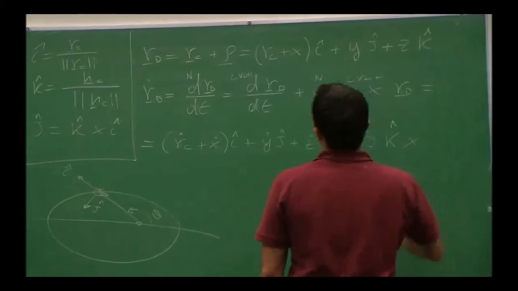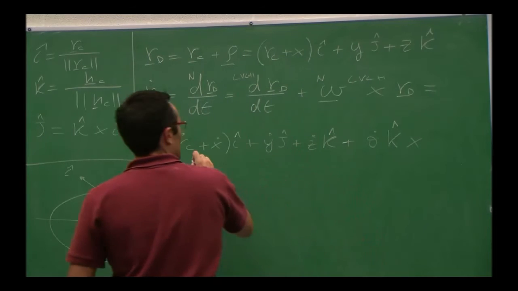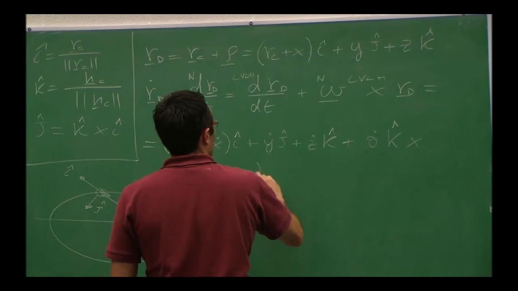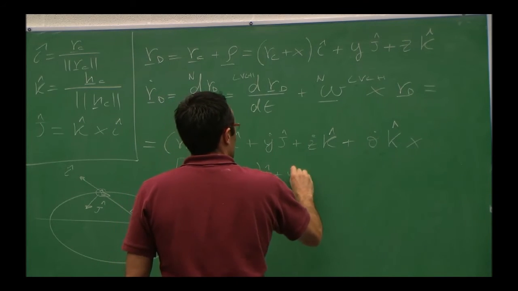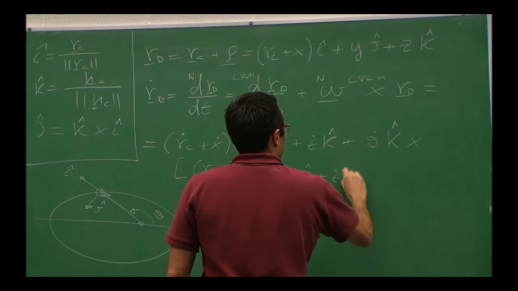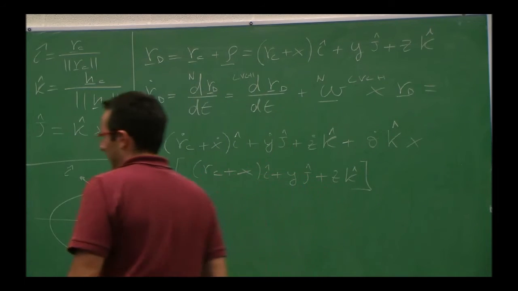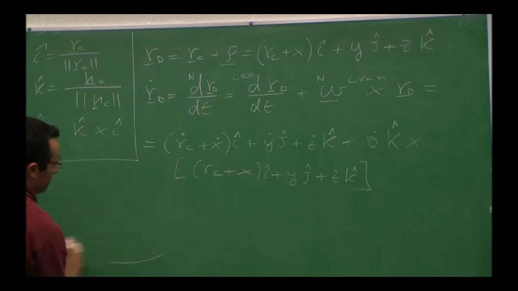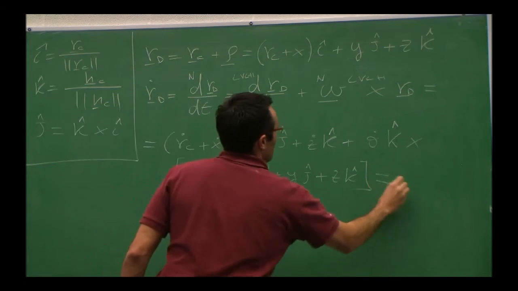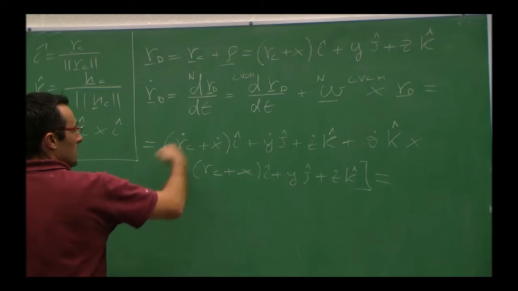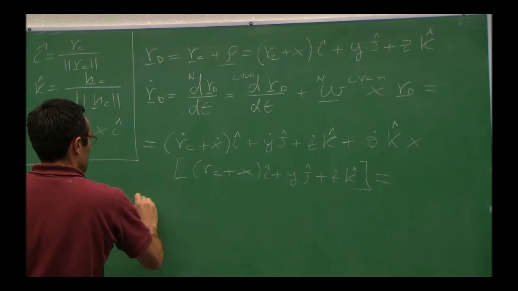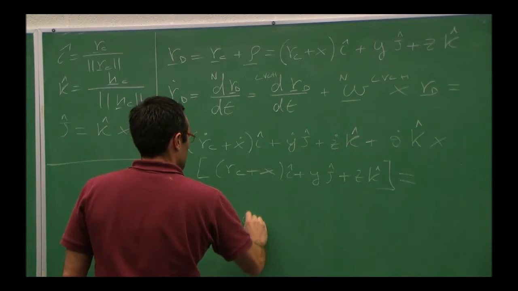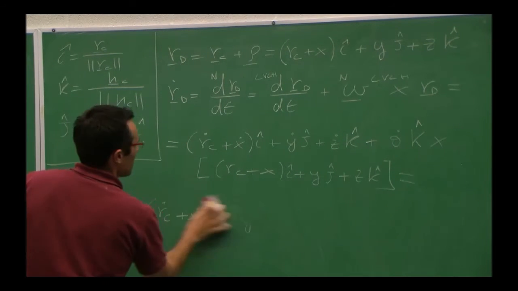So what do I do with this? I have to cross this with that. So, cross R_C plus X I. I don't think I'm going to finish this today, but that's okay. Do you want me to do it? We'll do the first one, then the acceleration. I'll just give it to you. So this first part is what it is, plus, you know what? I'm going to try to skip steps.